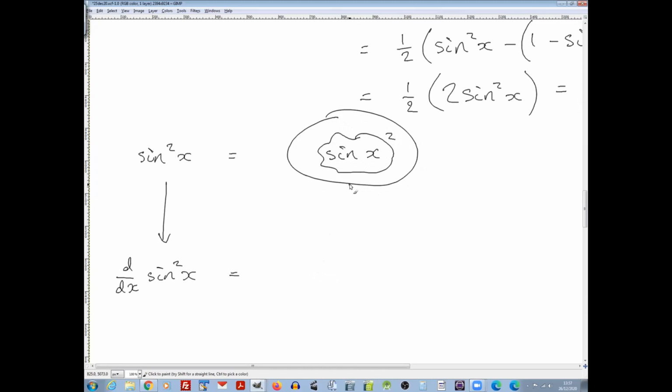Okay, so with respect to blob, what do we get? 2 sine x. Yeah. Cos x. And because of that, 2 sine x cos x. Excellent. Done. Yeah. Neat, isn't it? Nothing more to do.